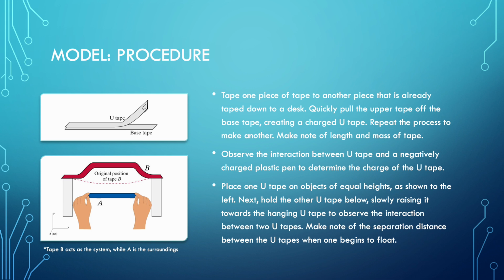Next, I observed the interaction between the U-tape and a negatively charged plastic pen to determine the charge of the tape. From there, I placed one U-tape on objects of equal heights as shown in this lower model to the left. This piece of U-tape would act as the system. Next, holding another U-tape below, which represents the surroundings, I slowly raised it towards the hanging U-tape to observe the interaction between the two U-tapes. I made note of the separation distance when one began to float.